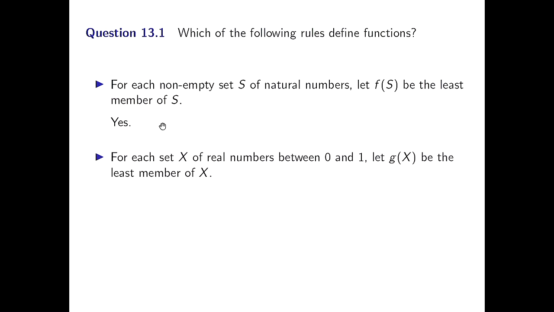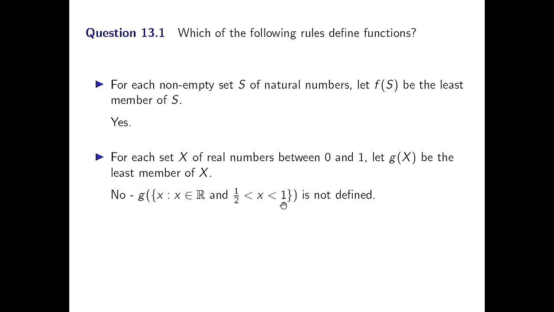What if we change this to, for each set of real numbers between 0 and 1, let g of x be the smallest thing in that set? Who thinks that's a legitimate function? Who thinks not? I think not in this case, right? Because unlike the natural numbers, finding the least real number in a set is not always possible.